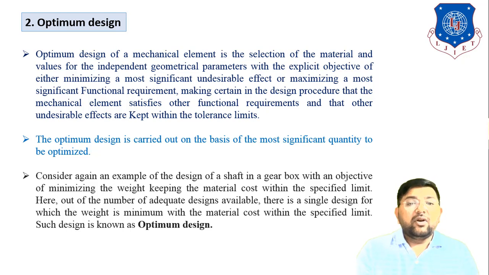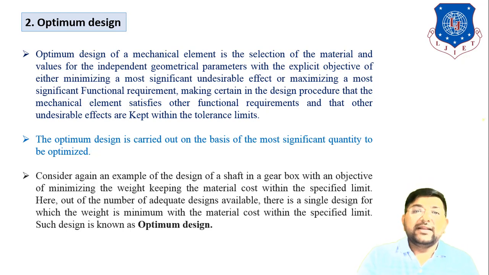Here, out of the number of adequate designs available, there is a single design for which the weight is minimum with the material cost within the specified limit. Such a design is known as the optimum design. So based on that, we can make one optimum design by reducing the weight of the gearbox. How can we reduce the weight of the gearbox? With the change of the material. So basically mechanical design is divided into two parts: adequate design and optimum design.